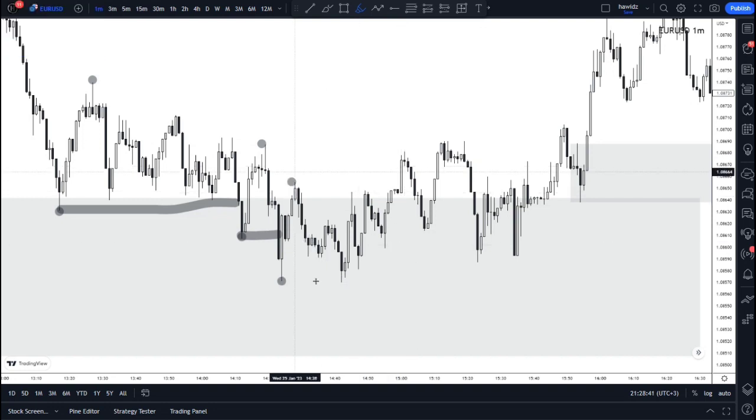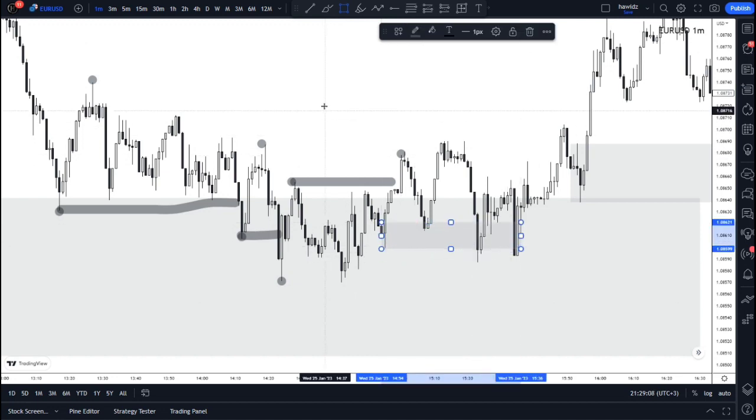So let me remove this. So we finally now have a breakout structure right there, right? We now have a breakout structure there. So from this breakout structure, the next thing that we need to do is find that potential area for mitigation and take our entry, right? So from there, our last down move that caused the up move to form this high is where? It's here, right? Boom. So there is our entry.